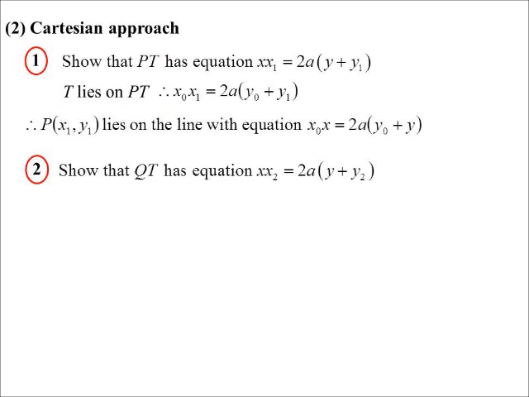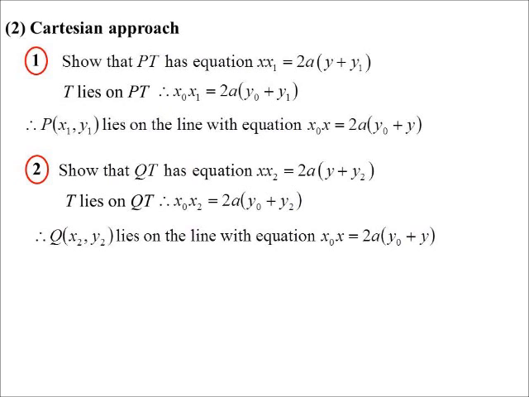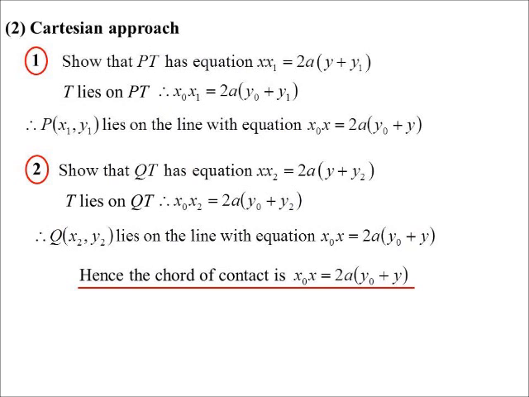Okay, I could do the same thing with QT, the other tangent. QT would end up having equation x2 x = 2a(y + y2). But again, T lies on QT, so that must be a correct statement. So Q also lies on this line, x0 x = 2a(y0 + y). Well, if Q lies on the line and P lies on the line, then the equation of the line PQ must be that line. So hence, there's your chord of contact.